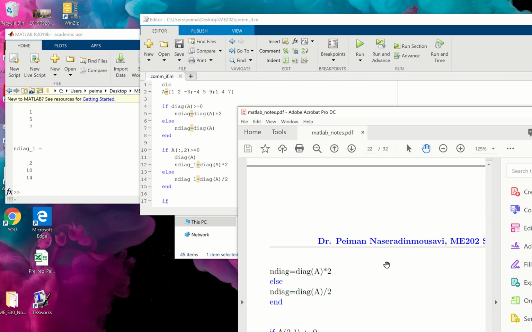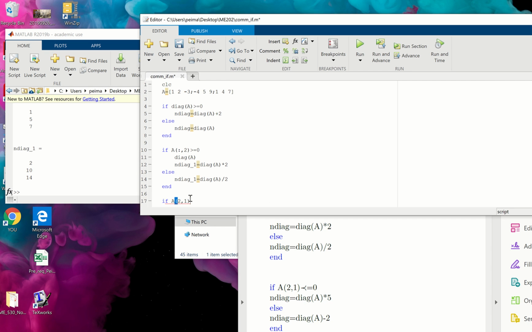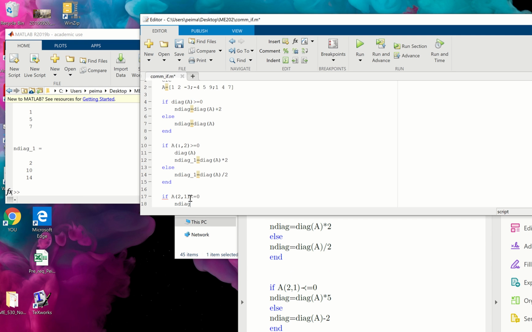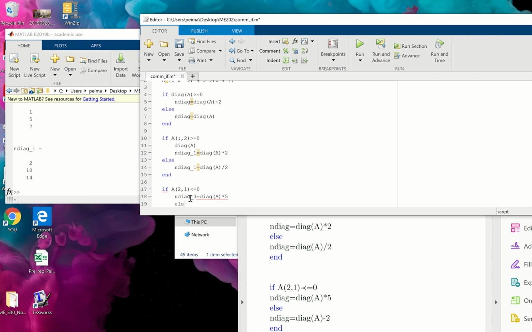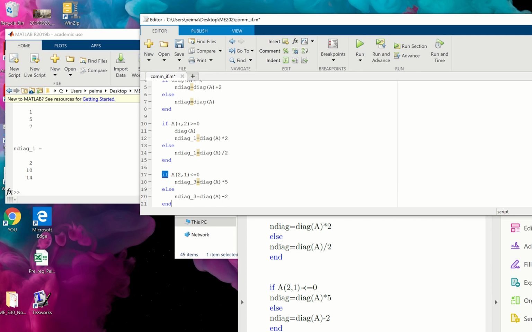If, okay, if, here we go. This is if A(2,1) is smaller than or equal to 0, then new diag underline 3, to not confuse with the previous commands, is diag of matrix A multiplied by 5. Else if the second row and the first element is smaller than 0, new diag underline 3 is equal to the diagonal elements of A minus 2, and end. Okay, so 2 and 1.